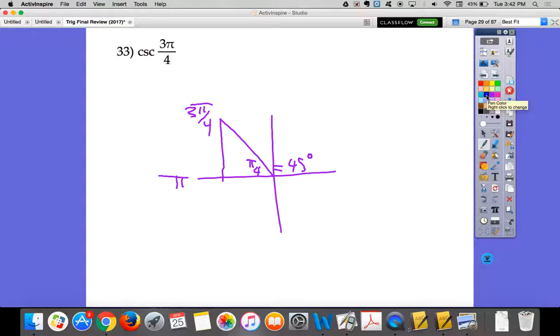So 45 degrees, we haven't done it a whole lot in the review. The legs are 1. The hypotenuse is square root of 2, but we went left, so you got to put a negative. Now cosecant is the reciprocal of sine. So if we do sine, we got opposite over hypotenuse, but we need to flip that upside down. Hypotenuse over opposite, which is going to be square root of 2.